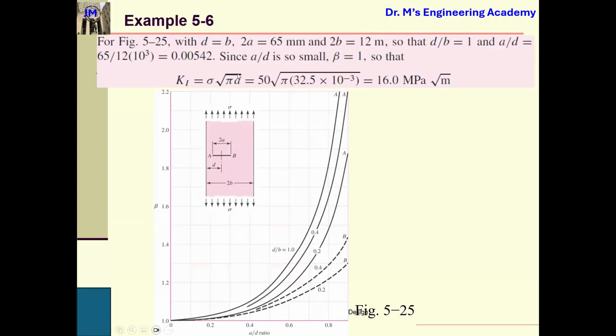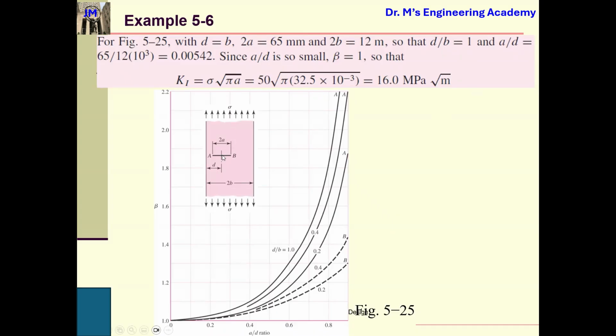Let's focus on this one, problem 5.6. It says that we have this geometry, and we have this crack. You can see the crack is not located in the middle, and it has some deviation from the middle. So we have a D here. The geometry and all the parameters are given: D, B, 2A the crack length, and 2B the width of the specimen, and so they have these ratios.